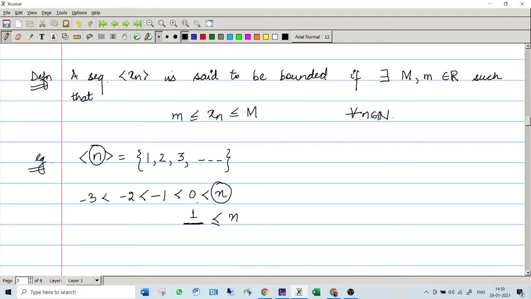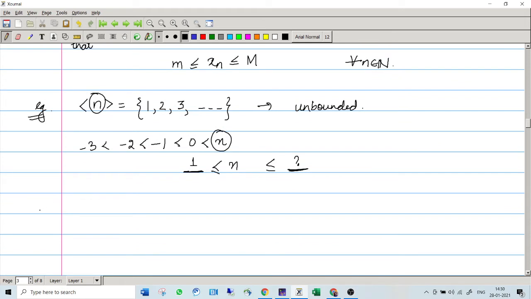Next up you want to look for the upper bound. Do we have any such number for which we can say that n is less than or equal to that particular number? No, because no matter whatever number you take, there will be some natural number after it. So the upper bound doesn't exist. So this sequence is unbounded, right?